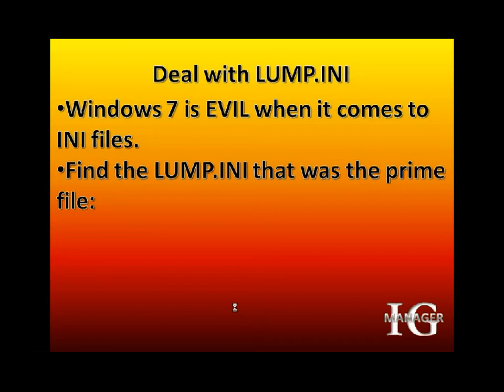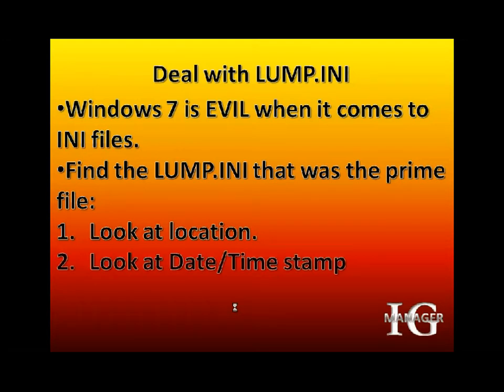So when we go to Windows 7, bringing over stuff, we have to figure out which lump INI on the old computer was the one that was running the show. The first thing you look at is, where was it? If there's only one lump INI, more than likely that's the one. It was probably in the Windows directory. If you had one in the IGM folder and it has version equals 5, that's the one you want to use. If you can't tell by that, look at the date and the timestamp. The last one that got touched is probably the one that's running all your config. Your third choice is guess. Look at them, pick one, and choose that one as your prime.